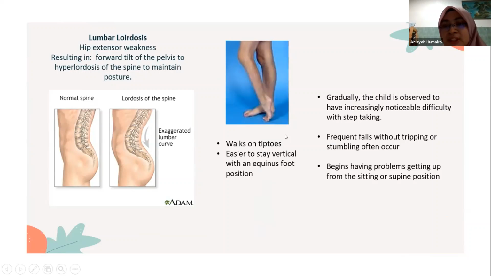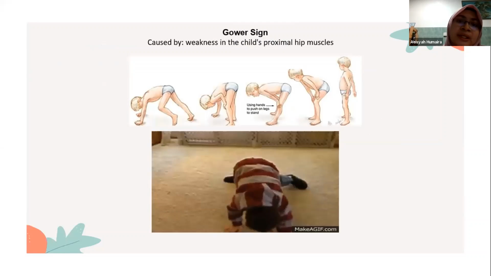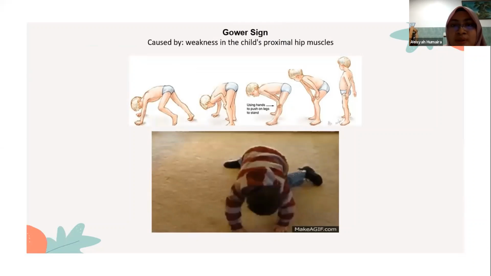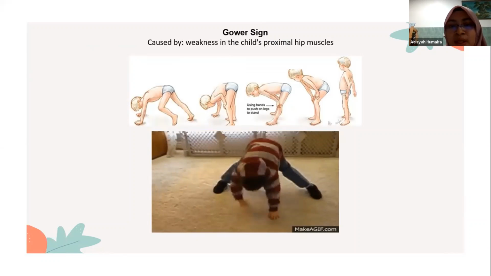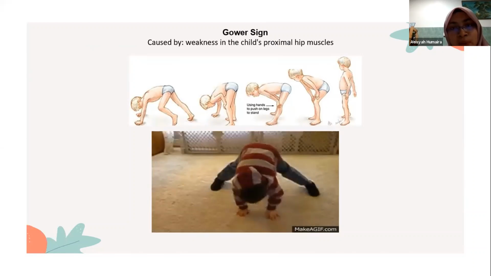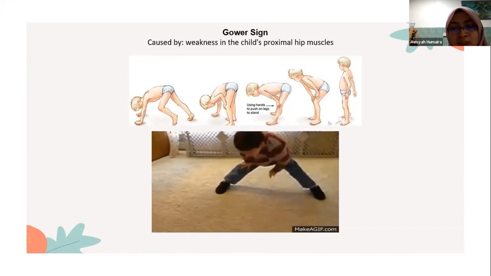So gradually, the child is often observed to have increased difficulty with stepping, and they might have frequent falls, and they begin to have problems getting up from a sitting or supine position. Then the classical sign of Duchenne muscular dystrophy is the Gower sign, where the patient uses hands to push on the legs to stand. It is caused by weakness in the child's proximal hip muscles.